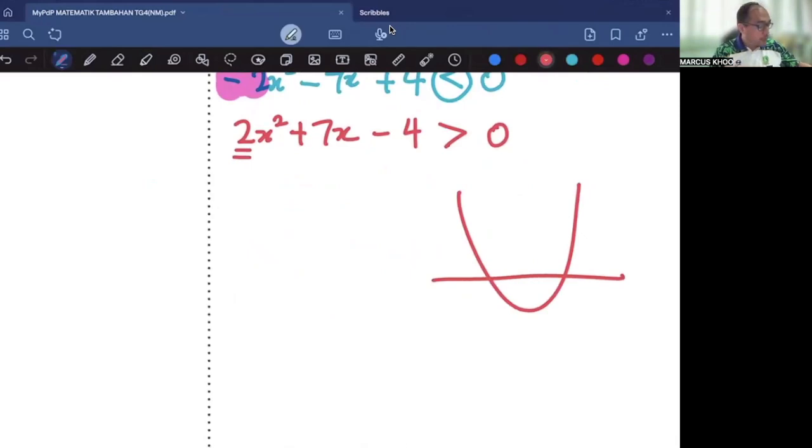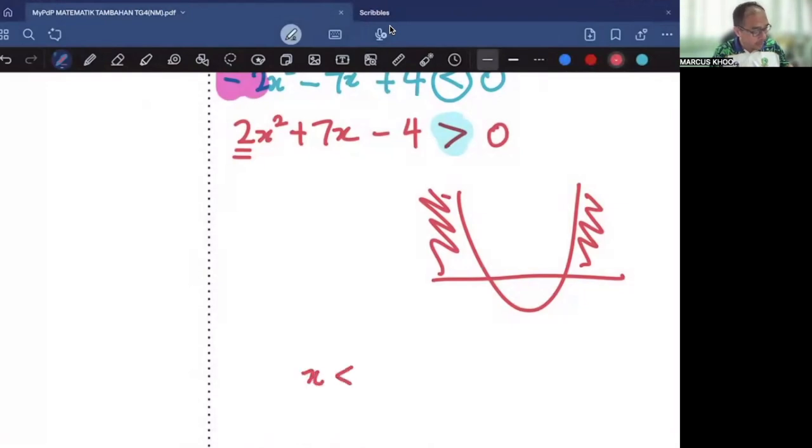Now since this is more than 0, obviously the one you want to shade is on this side and this side. But I'm just going to give you the answer. The answer is x is less than -4 and x is more than half. Give this a try.